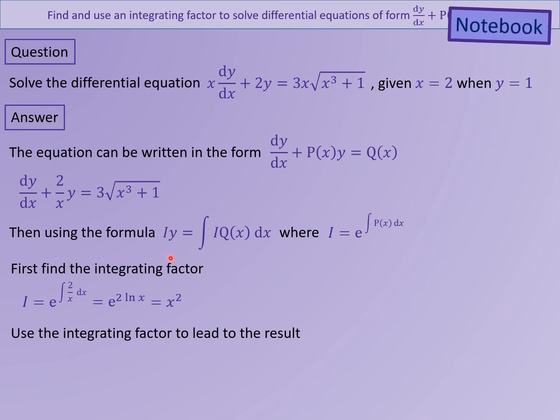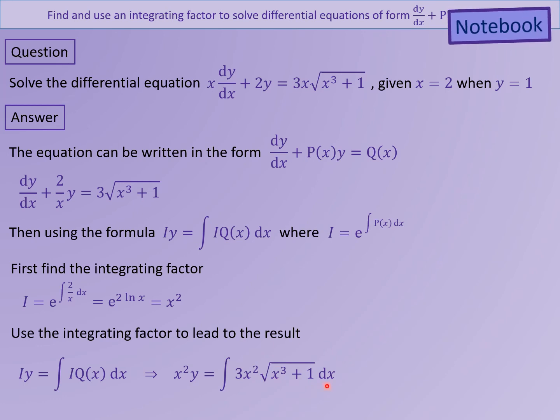So the result I'm going to get could just be, without having to do all the work on this side, x squared y equals the integral of x squared times that. So x squared y equals the integral of 3x squared, this. Okay, be careful. Notice it's not multiplying x squared by this, it's multiplying x squared by this. Okay, so be very careful.